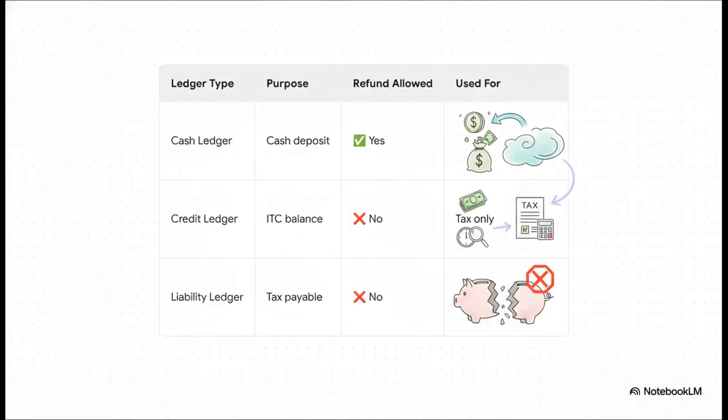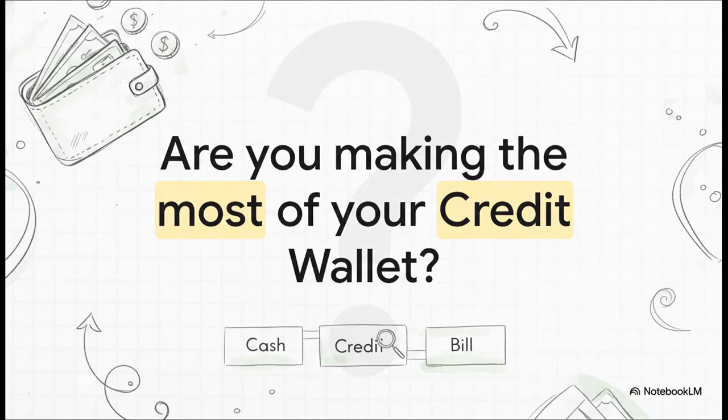This table is a fantastic little summary of everything we've just talked about. But what's really worth pointing out here are a couple of key differences. First, look at that refund allowed row. See how you can only get a refund from your cash ledger? That makes perfect sense because it's your actual money. And then look over at the used for column. It's a great reminder that your credit ledger has that one big restriction. It can only be used to pay the tax itself. So there you have it, the 3 GST ledgers hopefully completely demystified.